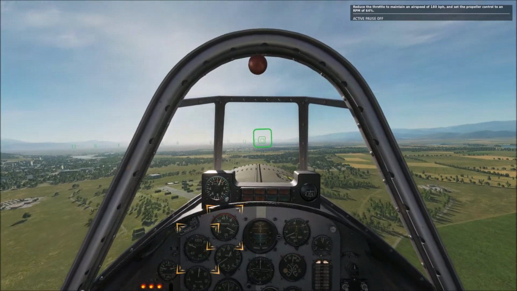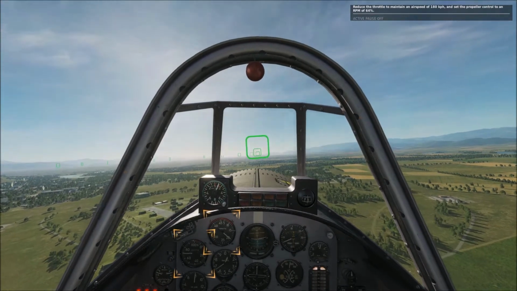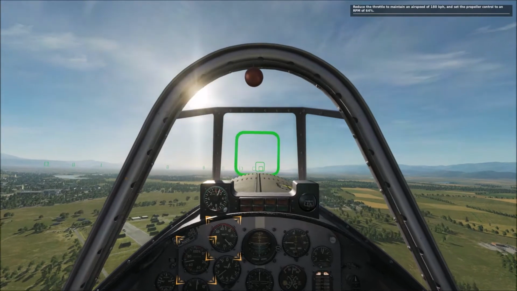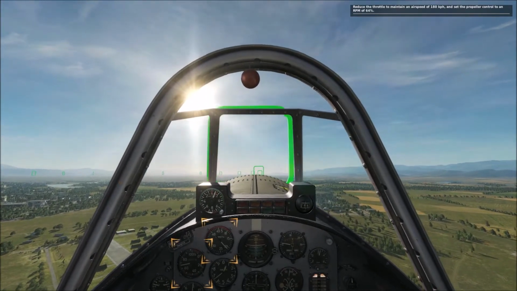Reduce the throttle to maintain an airspeed of 180 km per hour and set the propeller control to an RPM of 64%.